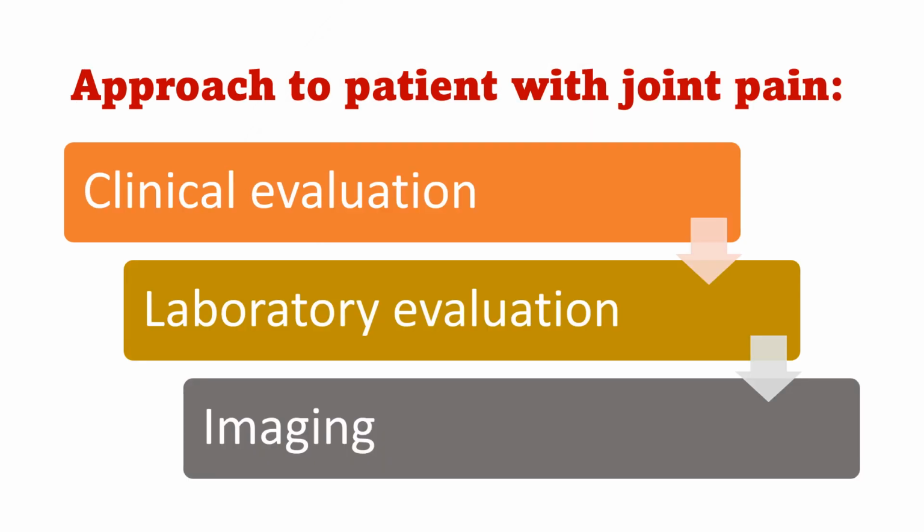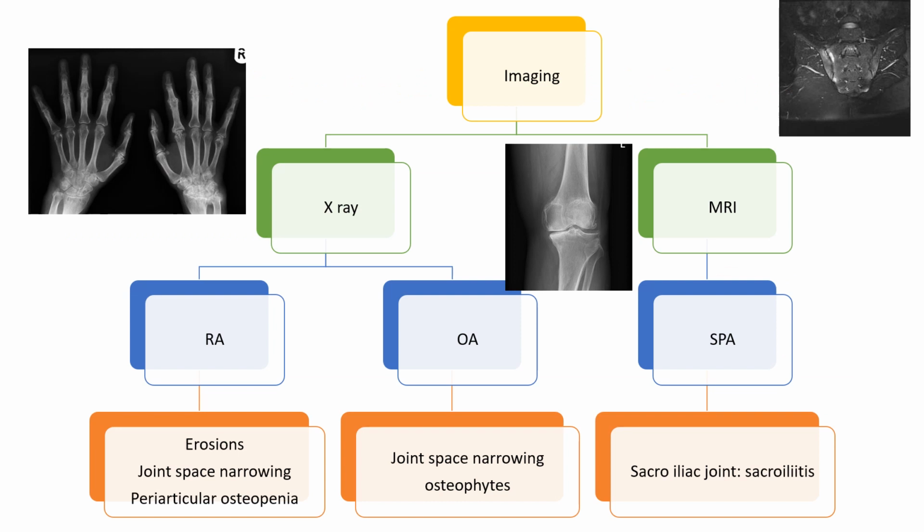Finally, we will go to the imaging. As regards the imaging, we can use the X-ray. In case of rheumatoid arthritis, we may use an X-ray of the hands, which will show typical changes of rheumatoid arthritis, like the bony erosions and loss of joint space.